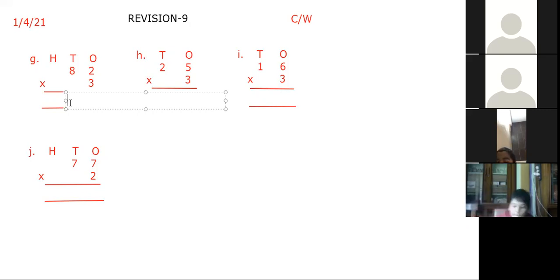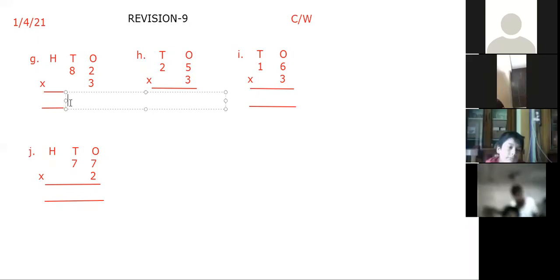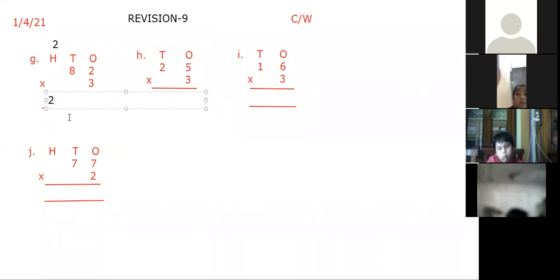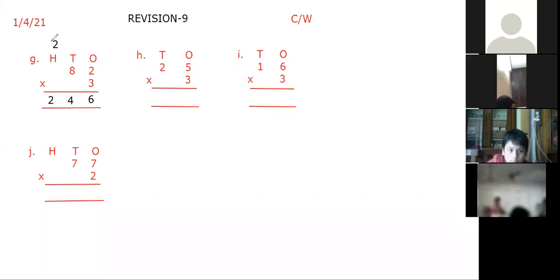Pathan, quickly recall. Ma'am, 24. Yes, 24. 3 8s are 24. So we will be writing only 4 here. And 2 will go as? Carry over, ma'am. 2 will go as carry over in hundreds place. So what we will write in hundreds place now? We will write 2. So what is the answer? 246. Yes, this is the right answer.